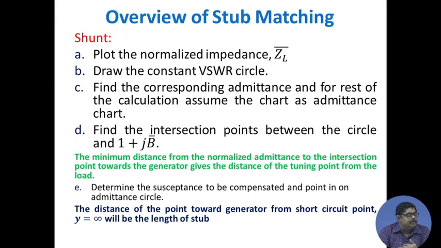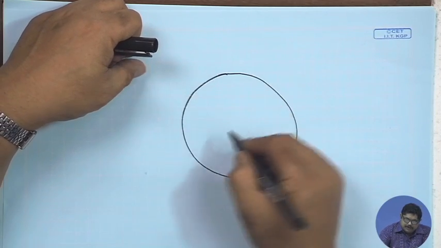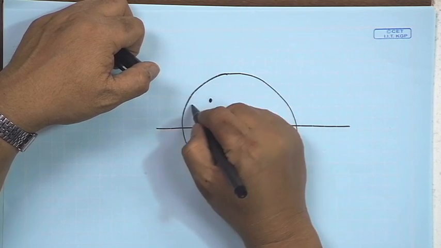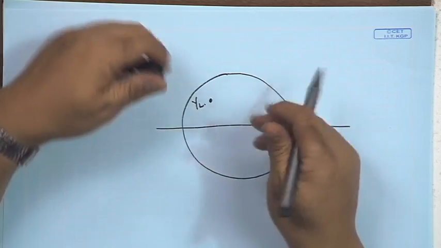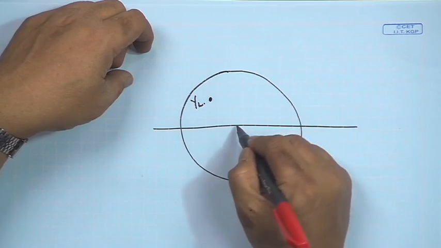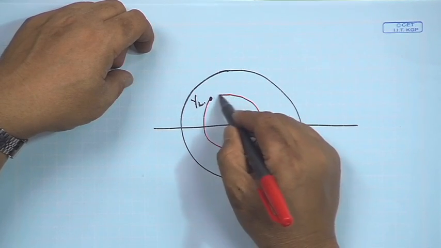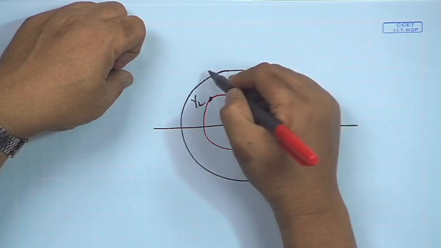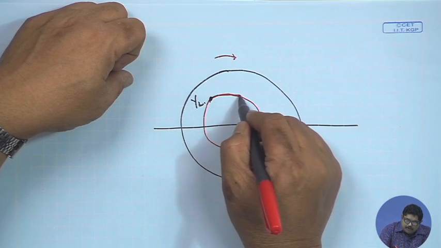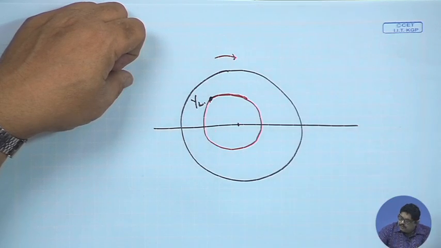The minimum distance from the normalized admittance to the intersection points towards the generator gives the distance of the tuning point from the generator. What we mean is, suppose this is our Smith chart. Now, in that Smith chart, suppose I have located up to this, you are familiar, suppose this is my load. Now, I can always draw the constant VSWR circle, and then towards the generator from the Smith chart periphery I can find that towards generator is this. So, I will move and try to come to this.